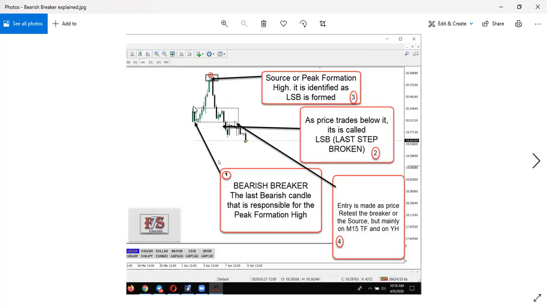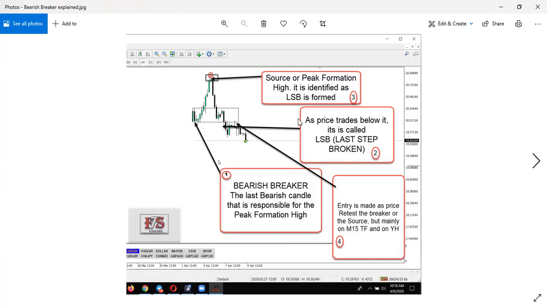So this is the breaker, like I said, the bearish breaker: the last bearish candle that's responsible for the peak formation high. As price trades below it, it is called LSB, last step broken. Just follow the sequence: 1, 2, 3. As you identify the LSB, that peak formation candle is called the source. I'll take you to the chart.